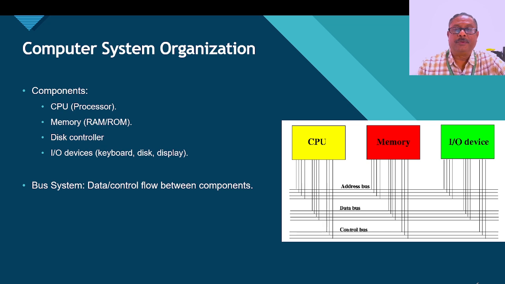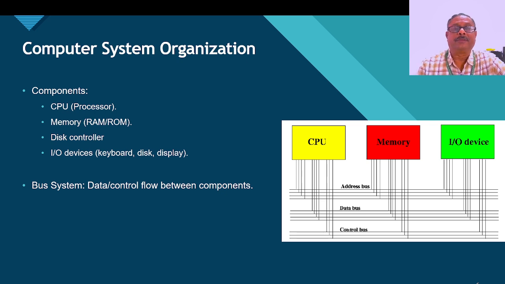Now the CPU has to interact with the memory and various devices, and for that we make use of a bus system. In the bus system, mainly on the motherboard, there are three types of buses. One is the data bus, which is used to transfer data from one unit to another. Then there is an address bus, which identifies which of the devices is to be used.